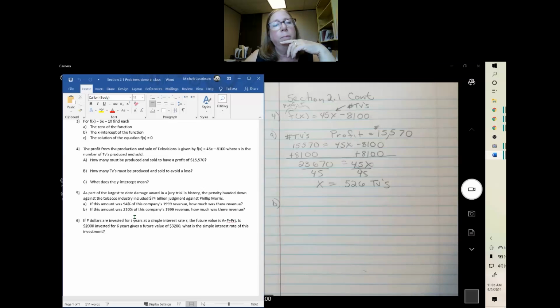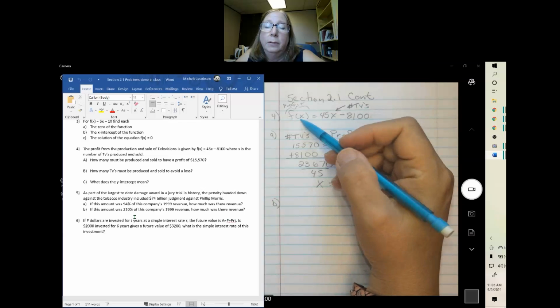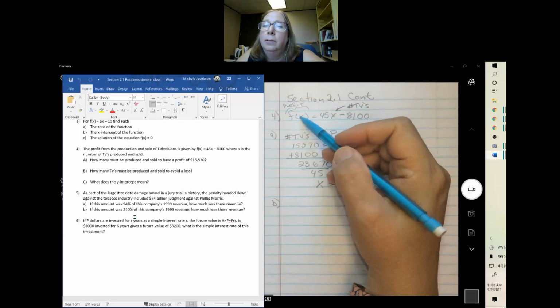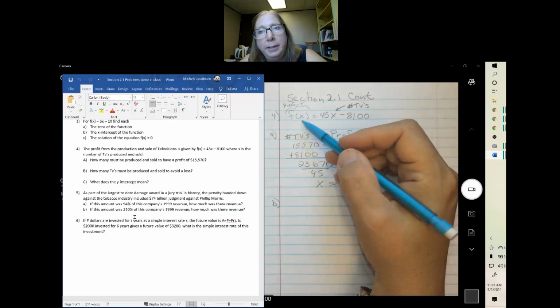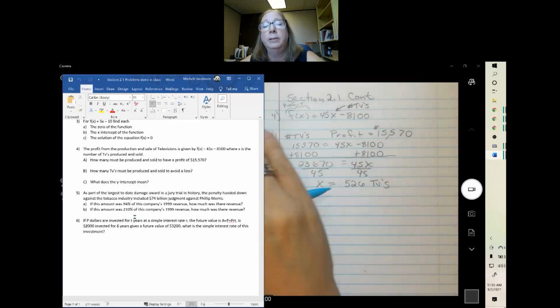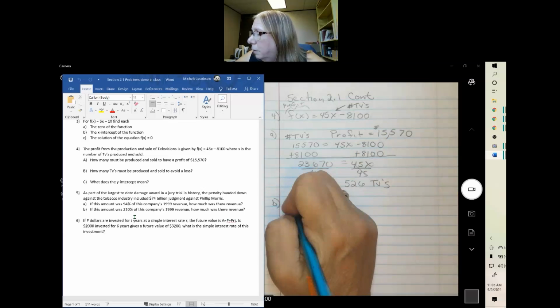B. How many TVs must be produced and sold to avoid a loss? So if we want to avoid a loss, we want our profit to be positive. If we set this equal to 0, if we sell that many of them, we won't be at a loss, because a loss would be negative. So if you set your function equal to 0, you avoid a loss.